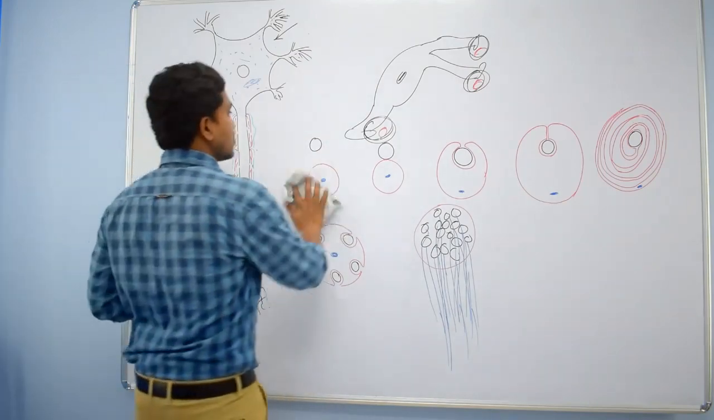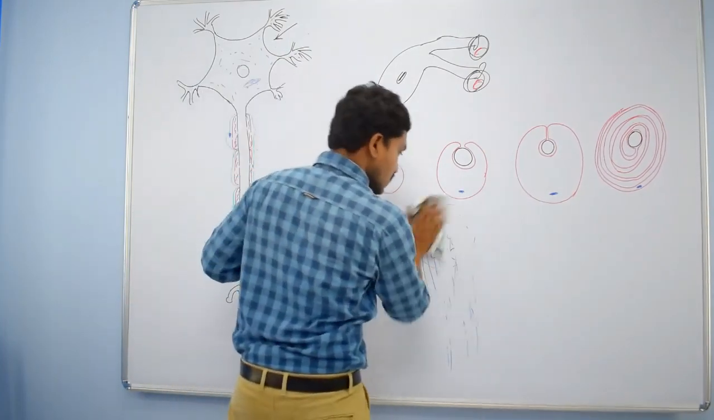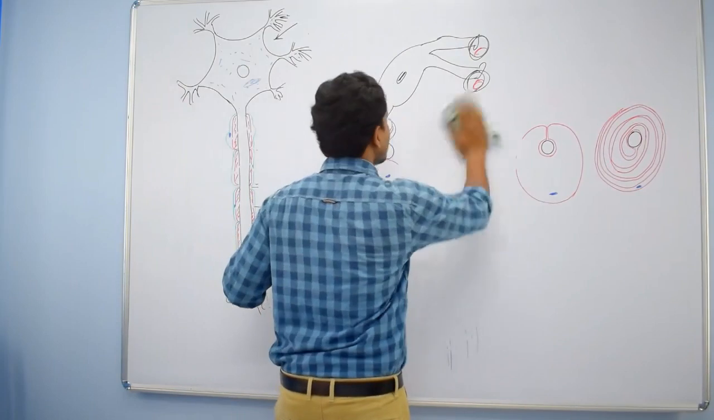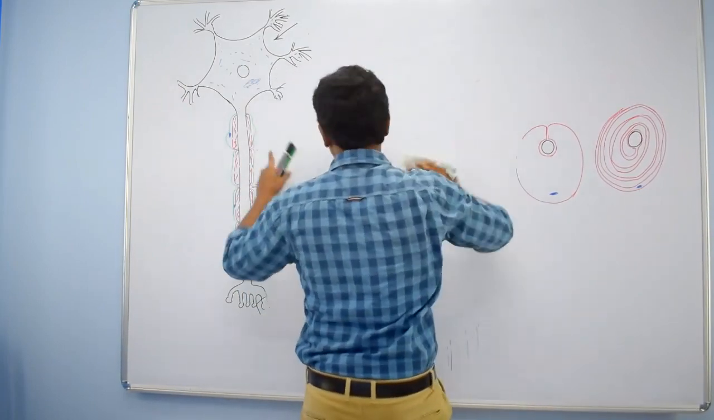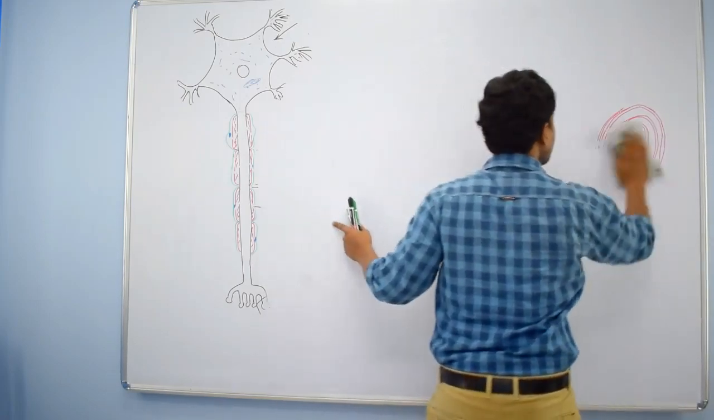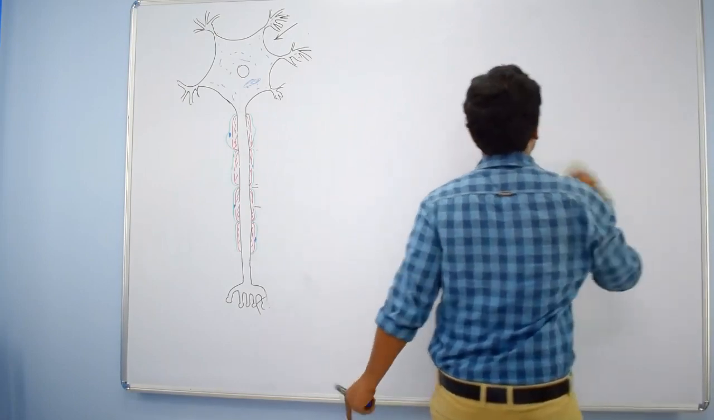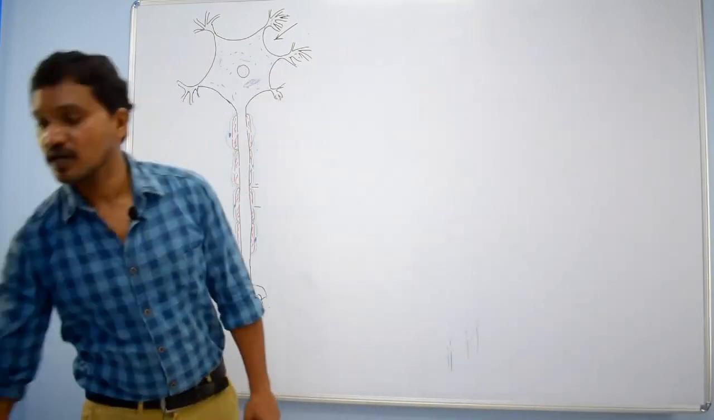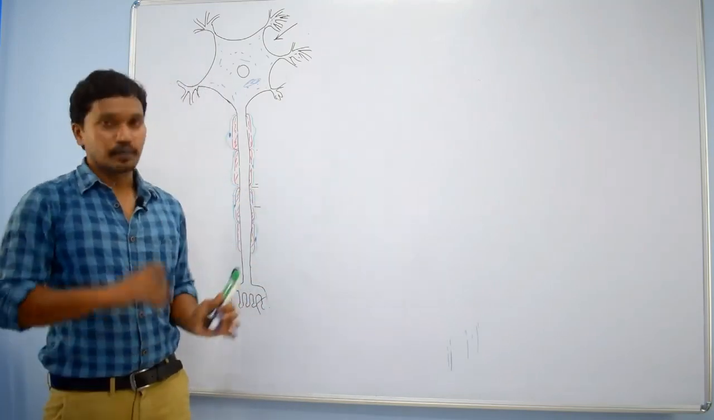Actually, if there is injury to the nerve, there will be some changes which occur in the cell body, some changes which occur proximal to the injury, and some changes which occur distal to the injury, right? So we will discuss one by one.